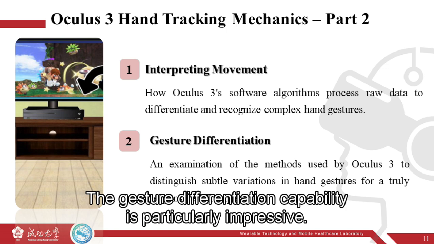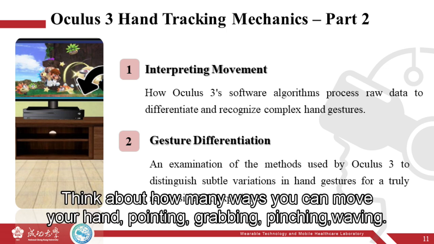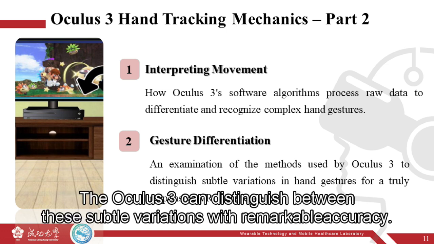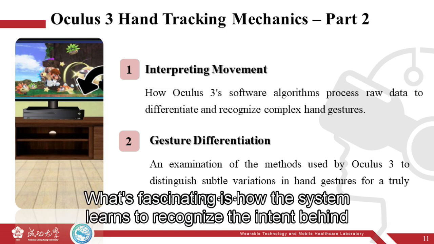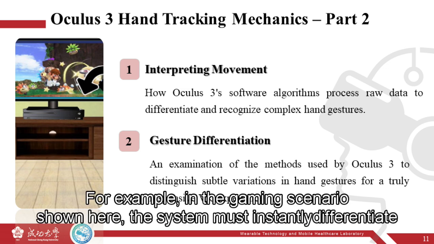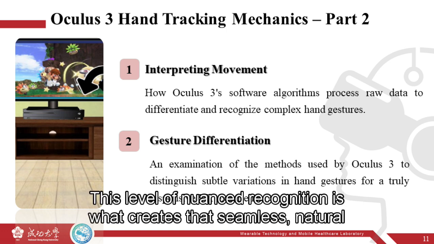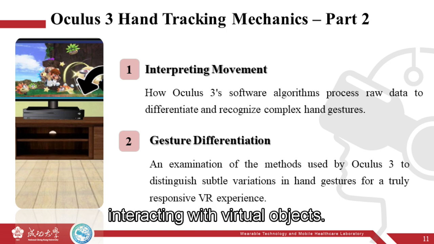The gesture differentiation capability is particularly impressive. Think about how many ways you can move your hand: pointing, grabbing, pinching, waving. The Oculus-3 can distinguish between these subtle variations with remarkable accuracy. What's fascinating is how the system learns to recognize the intent behind each movement, not just the movement itself. For example, in the gaming scenario shown here, the system must instantly differentiate between a quick wave and a swipe action, each potentially triggering different in-game responses. This level of nuanced recognition is what creates that seamless, natural feeling when interacting with virtual objects.